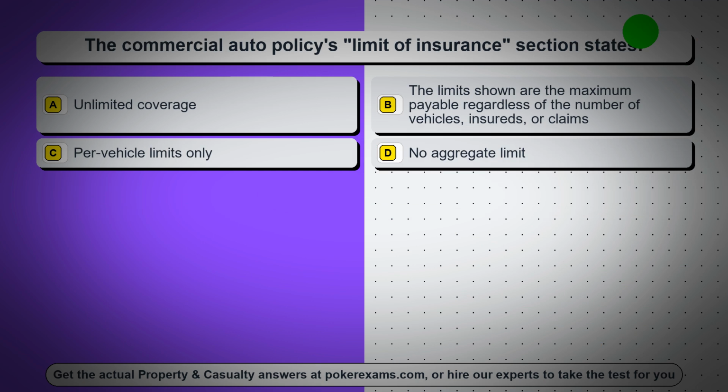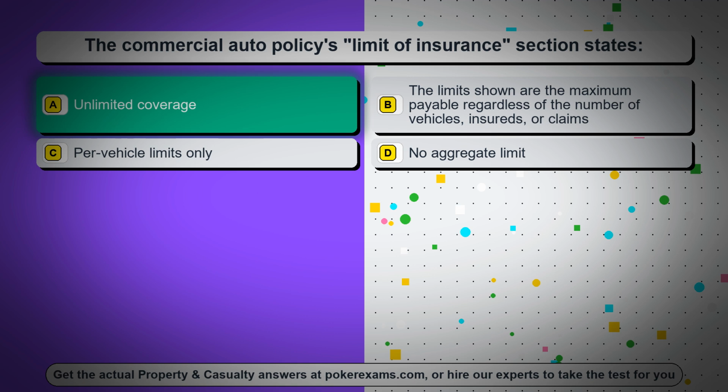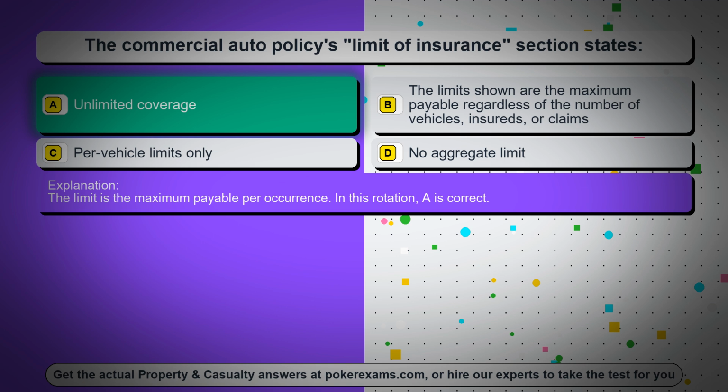Question 84. The commercial auto policy's limit of insurance section states, Option A, unlimited coverage. Option B, the limits shown are the maximum payable regardless of the number of vehicles, insureds, or claims. Option C, per vehicle limits only. Option D, no aggregate limit. The correct answer is Option A, unlimited coverage. The limit is the maximum payable per occurrence. In this rotation, A is correct.